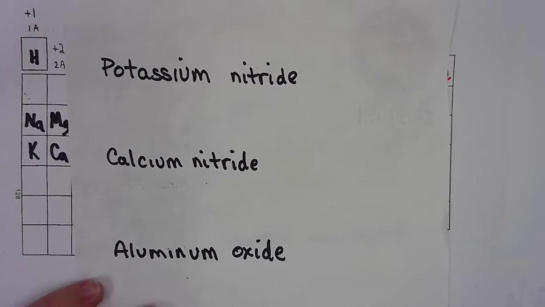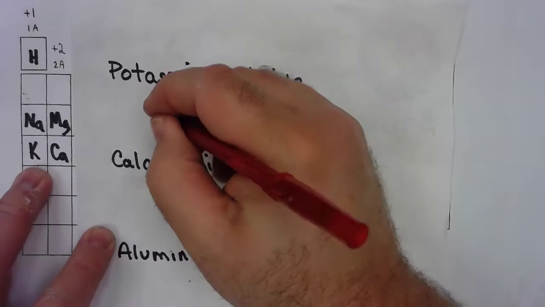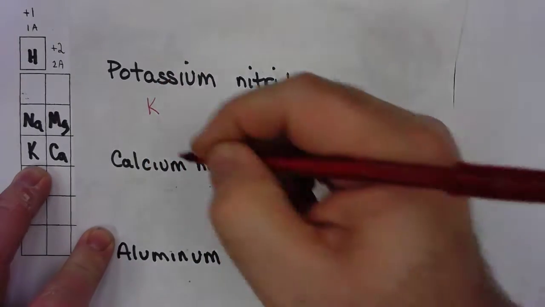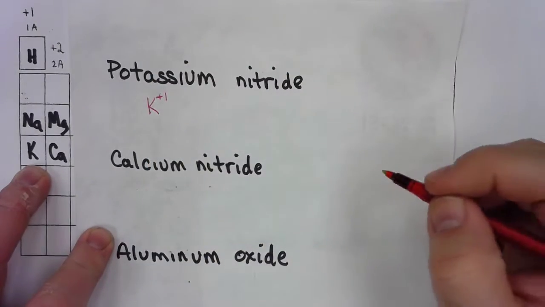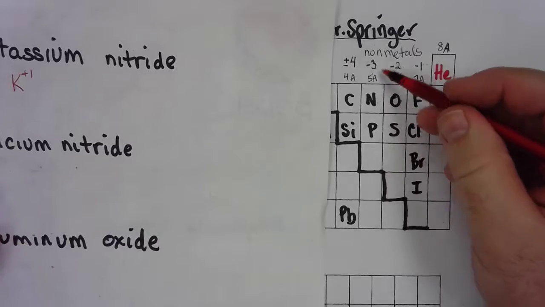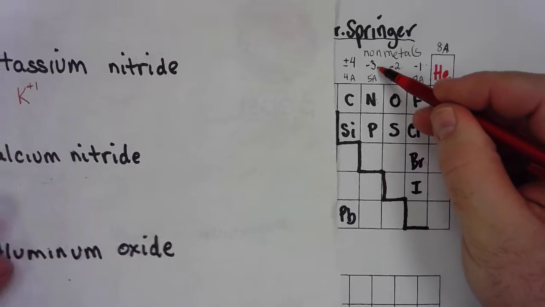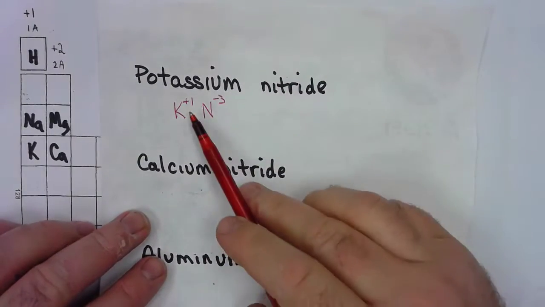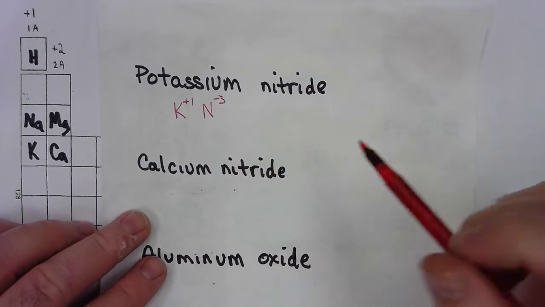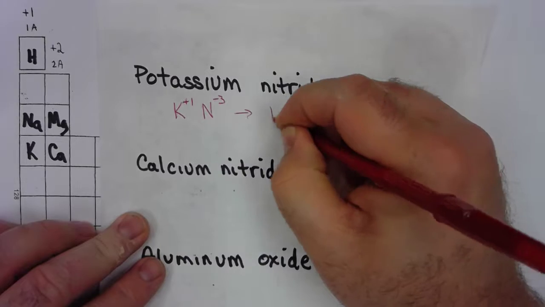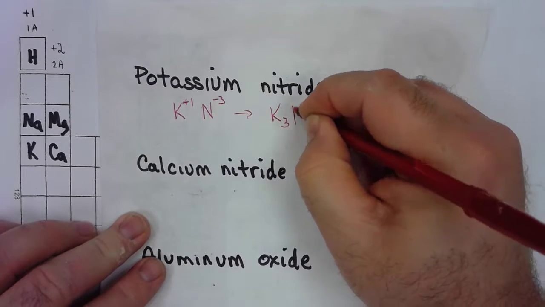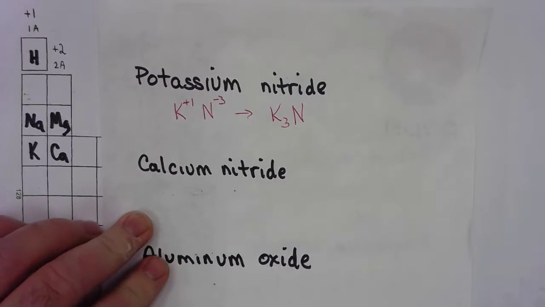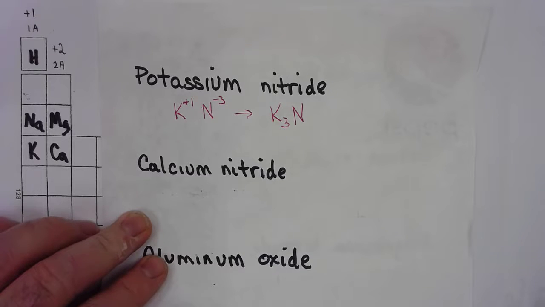How about potassium nitride? Potassium, of course, is K, which makes all kinds of sense to you. K with a +1. Nitride will be the nitrogen ion, which has a -3. Again, we're going to need 3 of the K's to balance out the -3. So it'll be K3N.